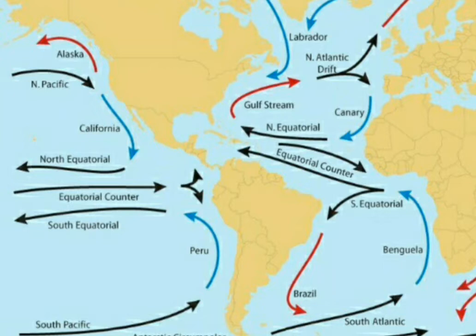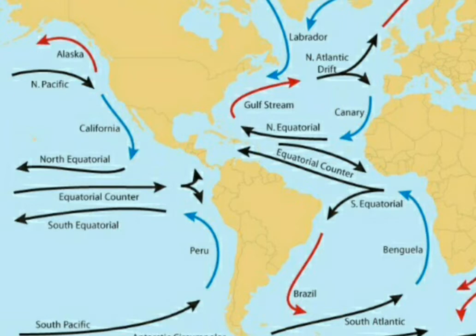And then there is the North Equatorial current, which flows towards the west, and the Equatorial counter current, which flows towards the east, and it gets divided into two branches. One goes towards North America and the other goes towards South America. It gets divided into two branches at Panama. And then there is the South Equatorial current, which flows towards the west. Then there is the South Pacific current, it flows towards the east.